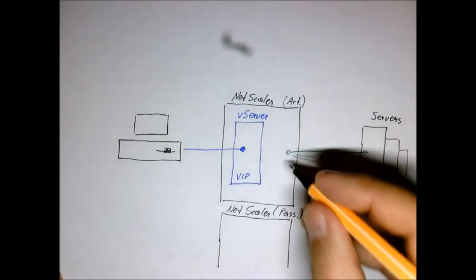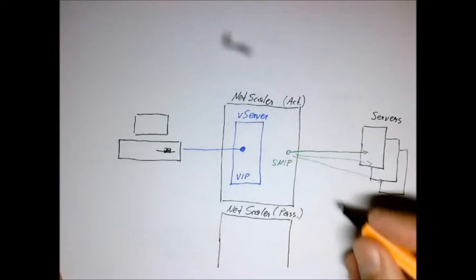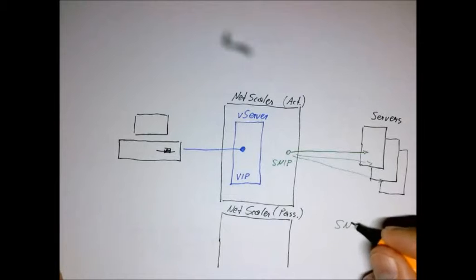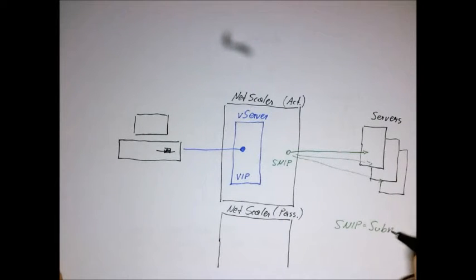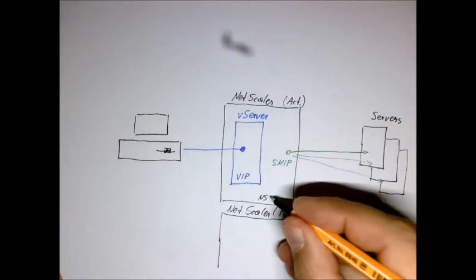It uses its subnet IP address for this, SNIP. So the subnet IP address is called SNIP. The virtual IP address is called VIP. Now the NetScaler box itself will have an IP address. We call this the NetScaler IP address.